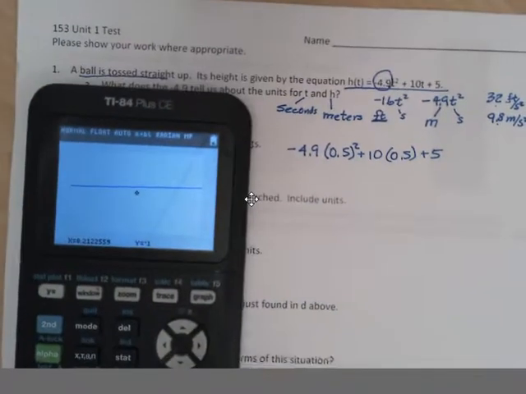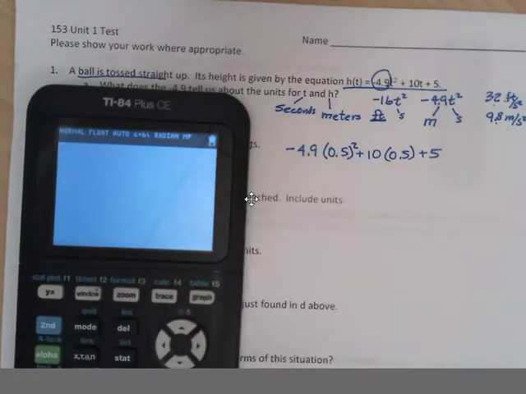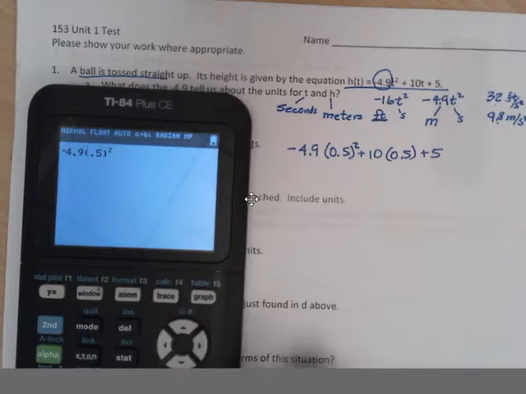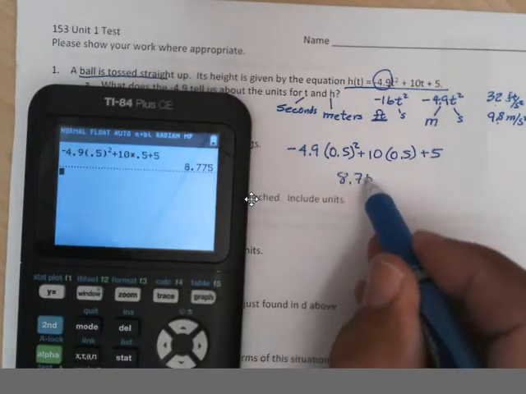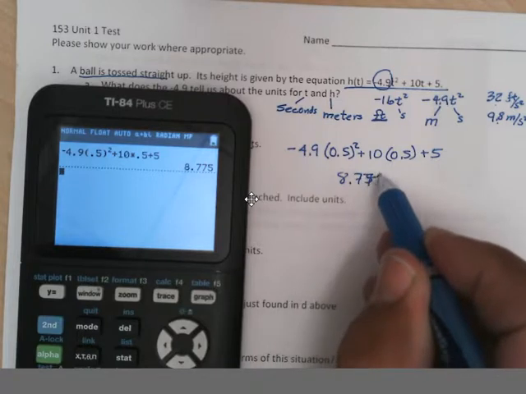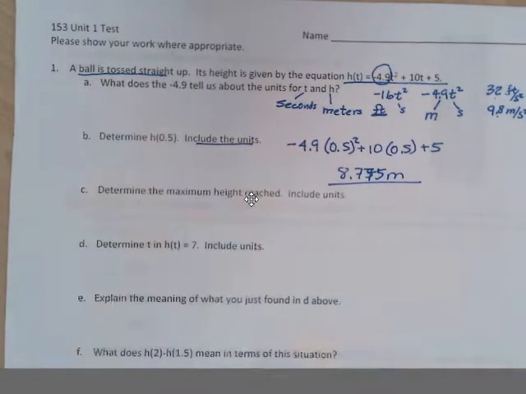I'm going to do it on my scientific calculator, and so I have to do negative 4.9 parenthesis 0.5 close parenthesis squared plus 10 times 0.5 plus 5, and I get 8.75775 meters is the height after a half a second.